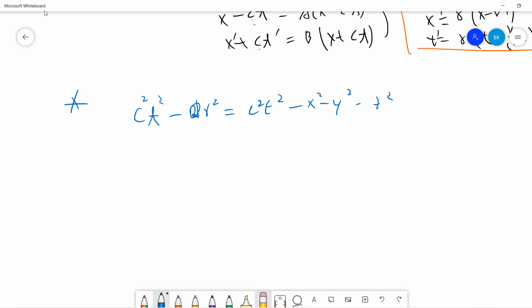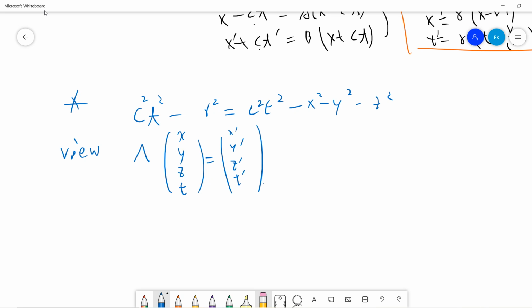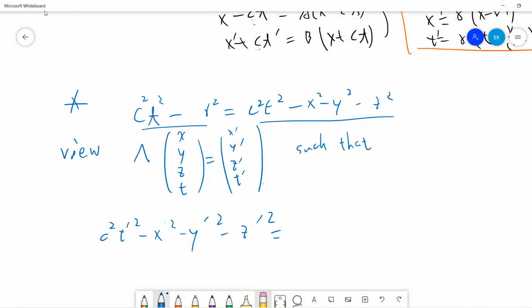Okay, so one can view a Lorentz transformation as basically a linear transformation, right? So I can define a Lorentz transformation lambda as just a 4x4 matrix, right? You will change x, y, z, t to another x prime, y prime, z prime, t prime as a linear transformation, such that it preserves this, right? So such that your c squared t prime squared minus x prime squared and so on equals the original one.